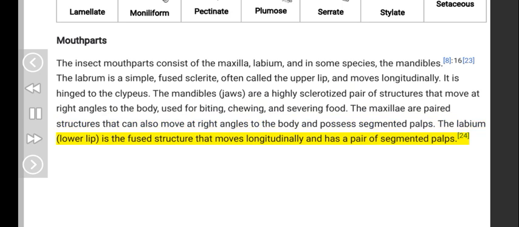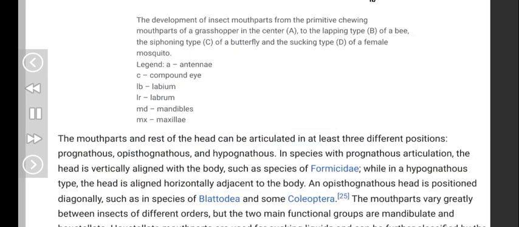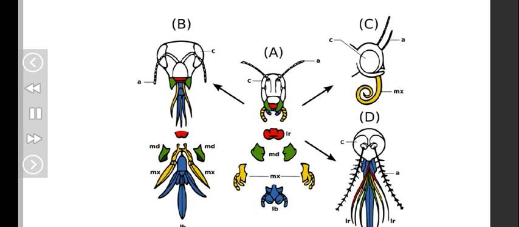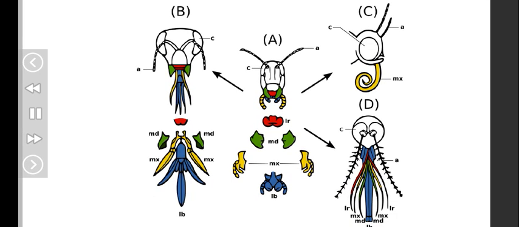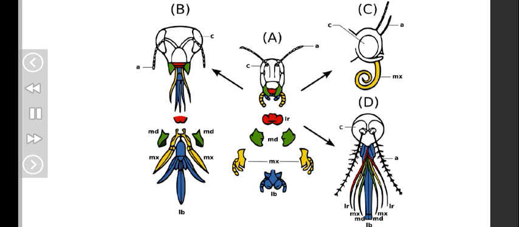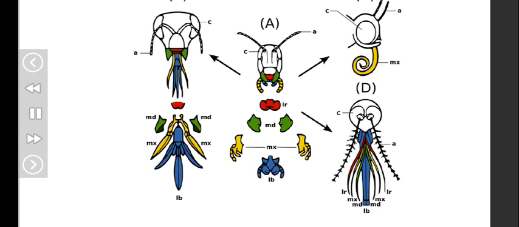Insect mouthparts. From the primitive chewing mouthparts of a grasshopper in the center, A, to the lapping type, B, of a bee, the siphoning type, C, of a butterfly, and the sucking type, D, of a female mosquito. Legend: A, antennae; C, compound eye; LB, labium; LR, labrum; MD, mandibles; MX, maxillae.